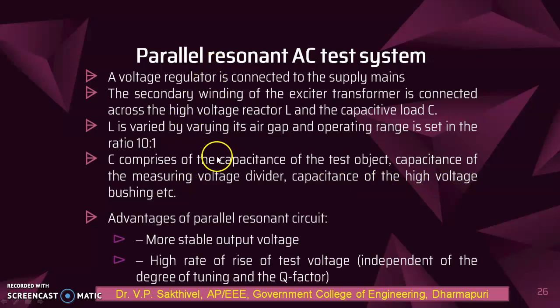Then what are the advantages of the parallel resonance circuit? It produces stable power output and a high rate of rise of test voltage, that is independent of the degree of tuning and the Q factor.